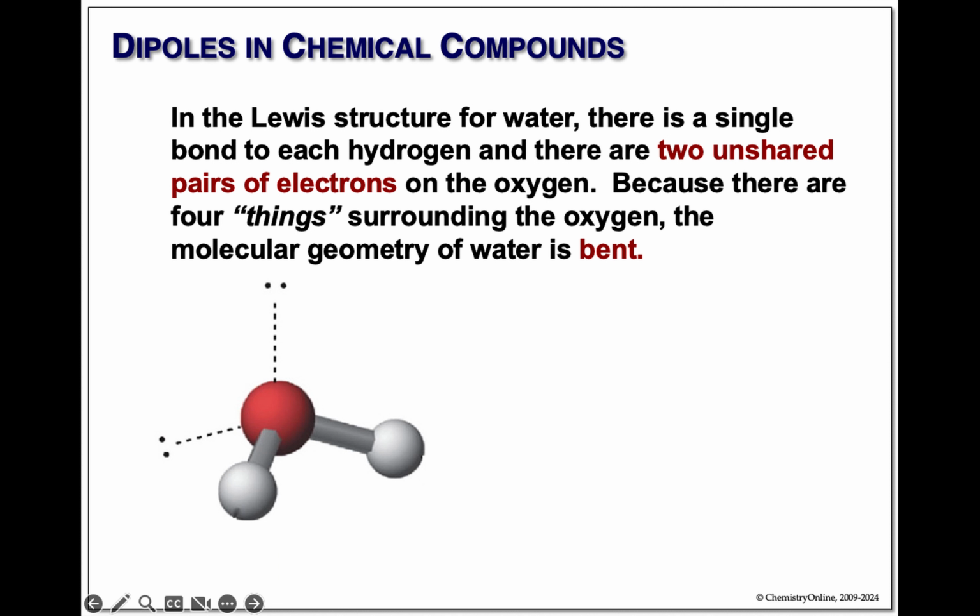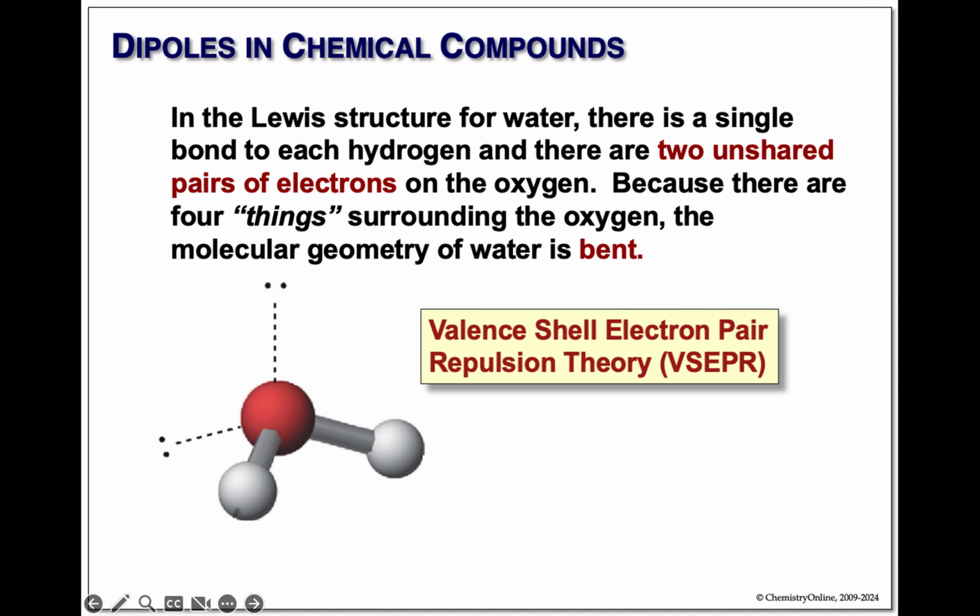The reason that this is bent is something called the valence shell electron pair repulsion theory, VSEPR. Basically, what this theory says is that these electrons, all of them, electrons in bonds and unshared pairs, are going to repel each other. And they're going to arrange themselves in space in a geometry that minimizes their interaction. So they get as far away from each other as they can.